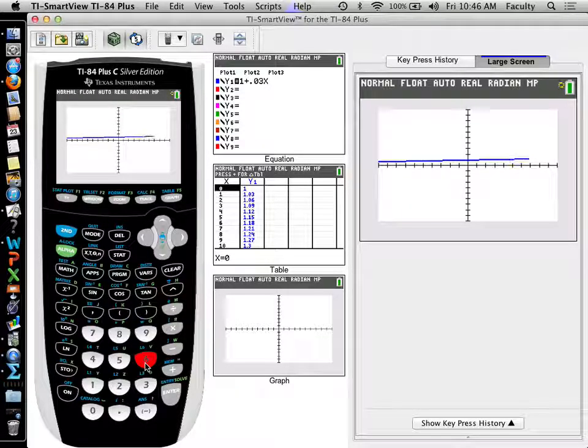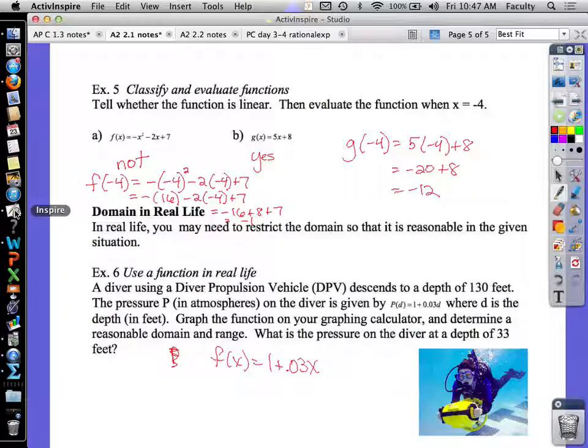Now 1 plus 0.03x is a line. Why is it so flat? Yeah, it's the y equals. The y's there. But why would the line be so flat? Think about y equals mx plus b. What's m here? 0.03 is 3 over 100, that's itty bitty. So, let me go back here.